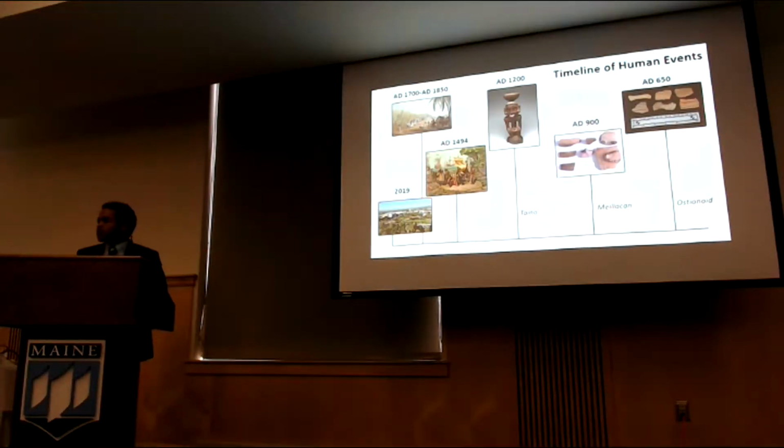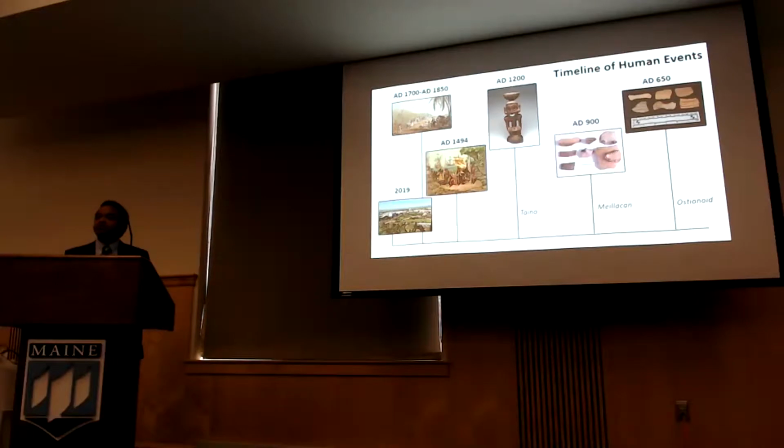Jamaica was first settled based on radiocarbon archaeological dates approximately 650 AD by the Ostionoid culture, and they were replaced approximately 300 years later in 900 AD by the Meillacan culture. And the Taino culture developed on the island in approximately 1200 AD. Next we had Spanish settlers led by Christopher Columbus landing on the island in 1494, and they were replaced by English colonizers in 1655. Then we see the establishment of the sugar plantation economy on the island, which reached its peak between 1700 and 1850. And in more recent times, we see the rise of areas of dense human settlement and urban centers such as Kingston and Montego Bay.